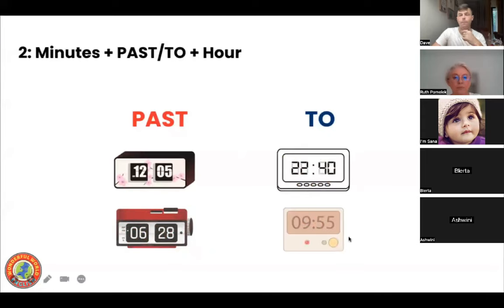Blurter, what's the time? 55 to 9. Okay, it's not 55 to 9. How many minutes do we have left? 5 minutes. To? 5 to 9. Not 9. What's the next hour? 5 to? 10. Perfect. You got it. It's 5 to 10. Sorry, but I have some problems with this.